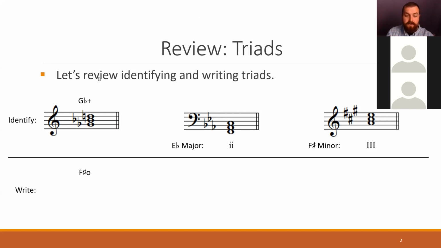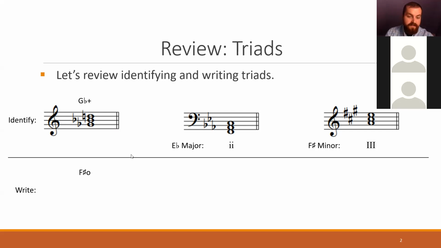Okay, to review, a diminished triad is a minor third from the root and a diminished fifth from the root. What are the 3 notes we need to make an F sharp diminished triad? Drop them in the chat. Okay, I see one response. Other responses? There's some consensus so far. A little bit of difference.